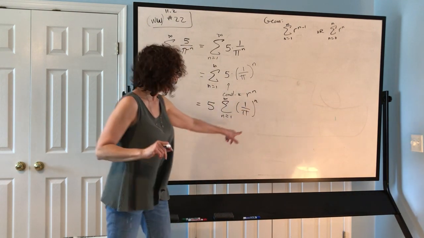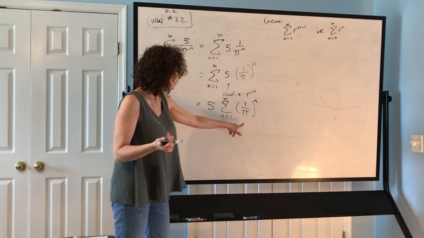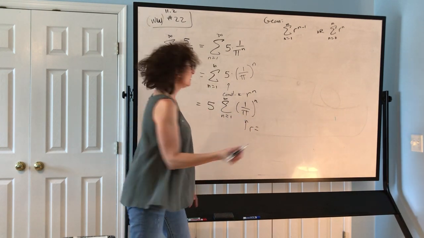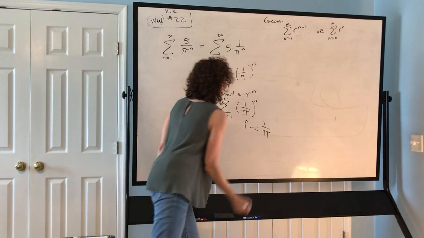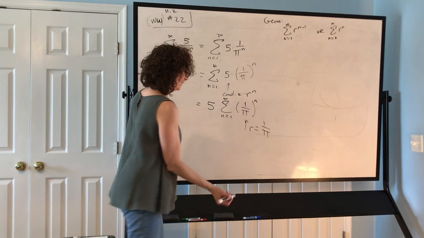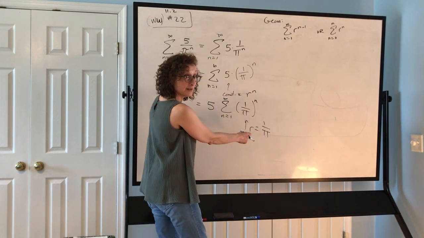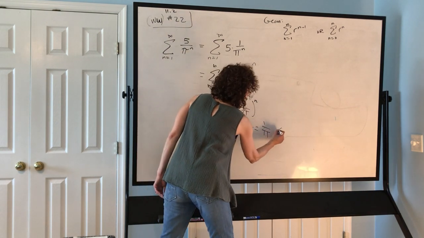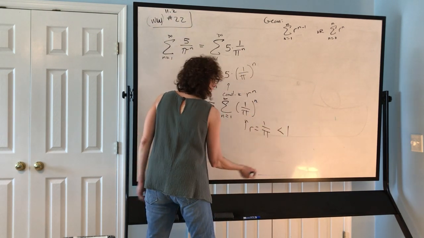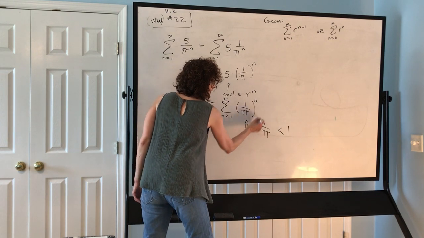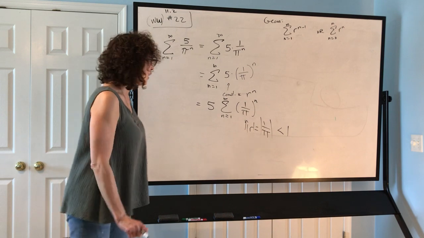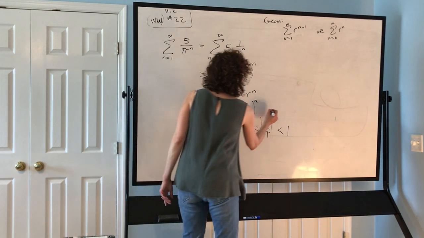So the question is, is this guy a convergent series? What is our r? Our r is 1 over pi. What do you know about 1 over pi? Pi is bigger or smaller than 1? Good. So 1 over pi is less than 1, and it's positive. So if I think about the absolute value of r, then we're certainly less than 1. Okay, so this guy converges.